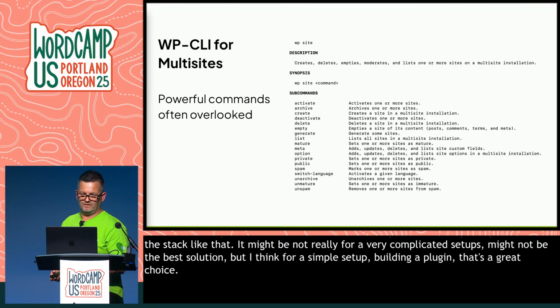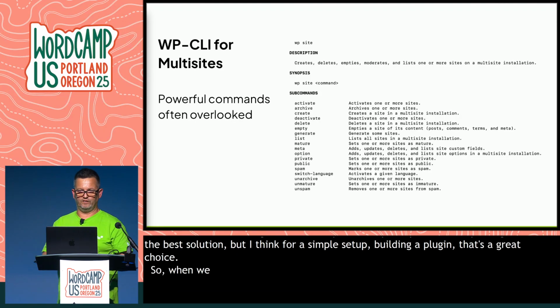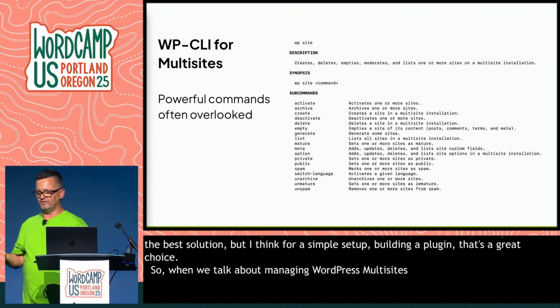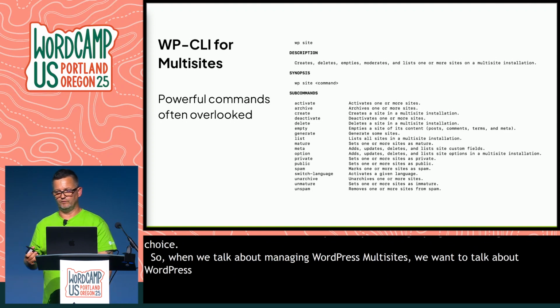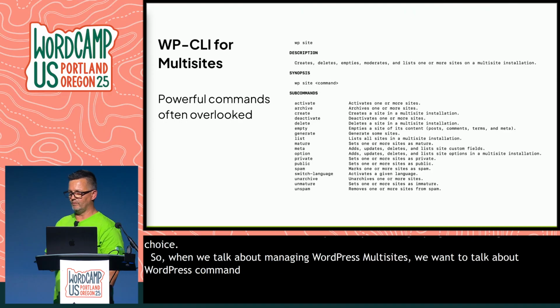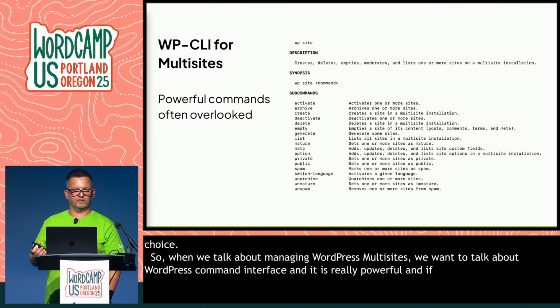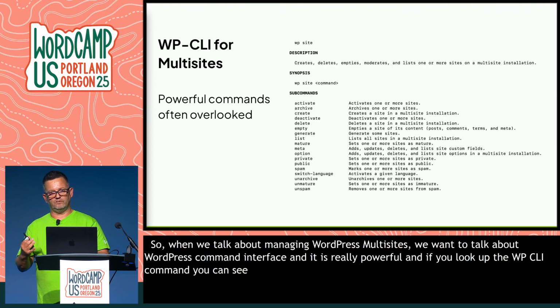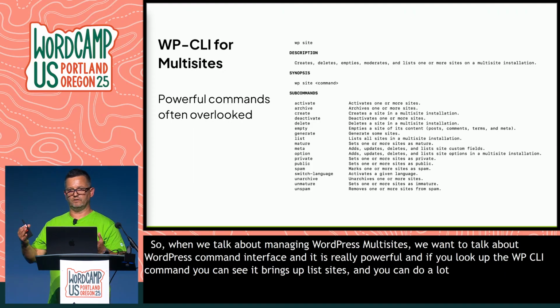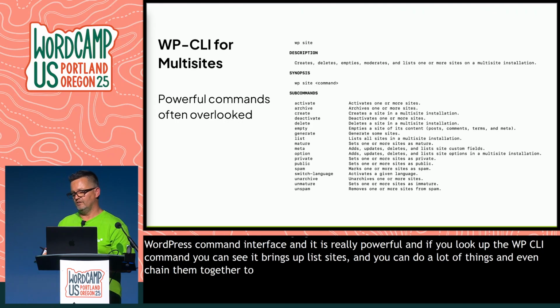So when we talk about managing WordPress multi-sites, we also have to talk about WordPress command line interface. And it is really powerful. If you just look up the WP site command, you can see that you can create, delete, update sites, list sites. You can do a lot of things and even chain them together to make tasks that normally would take hours. You can do that in minutes with things like that.